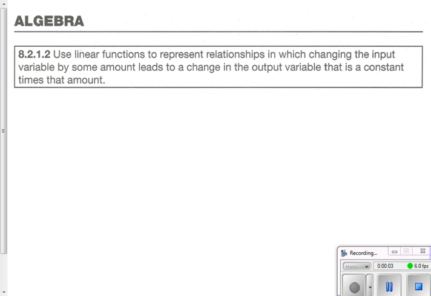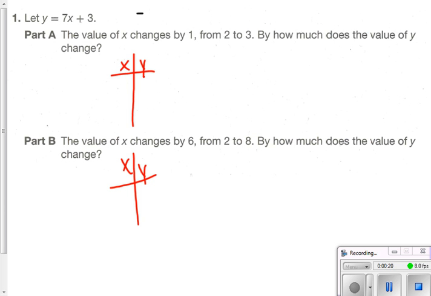8212 linear functions to represent relationships, and changing the input variable by some amount leads to a change in the output variable. Basically what that's saying is your input value x is going to change your output value y given certain circumstances. So here we go.